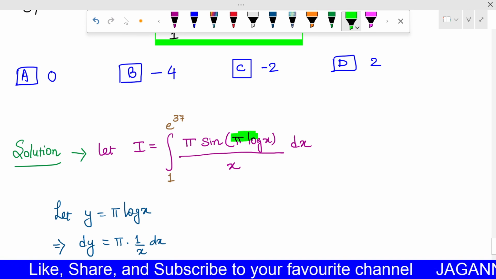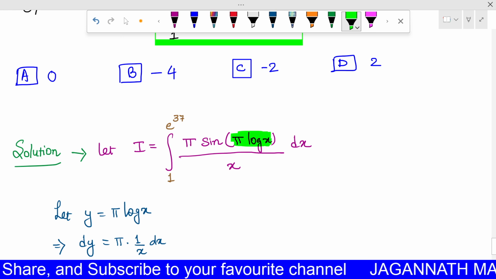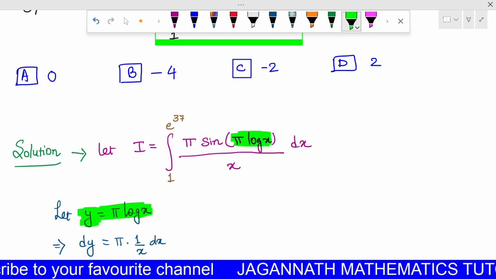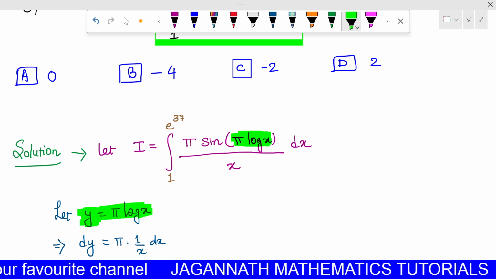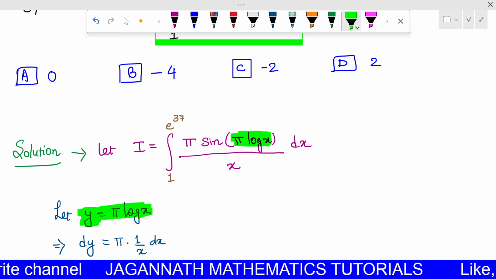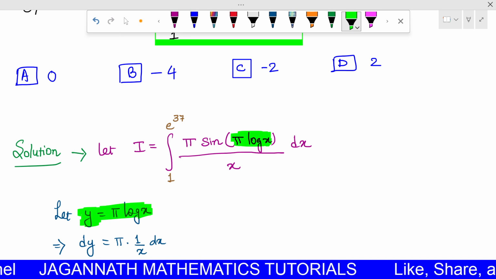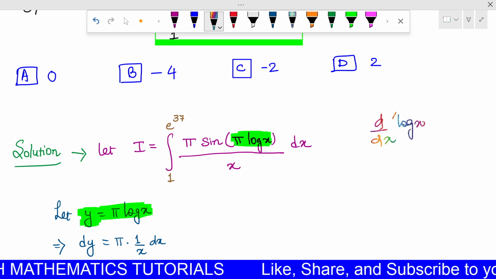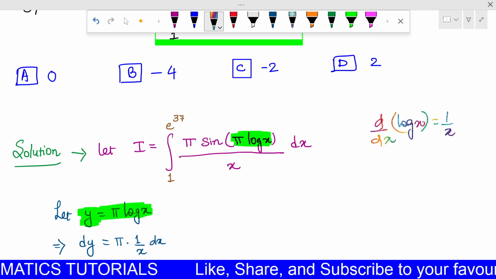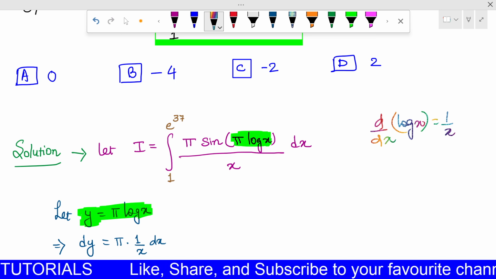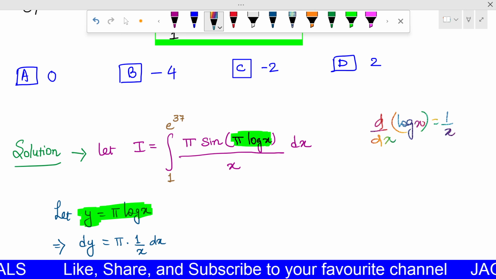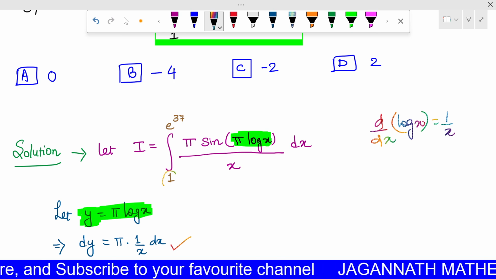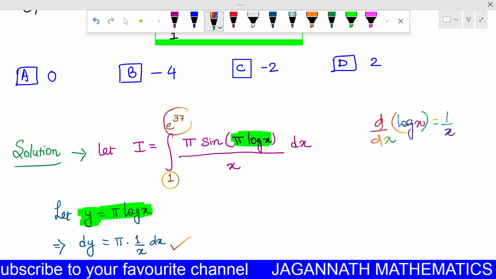Now in place of this pi log x, let us substitute y. So let y equal pi log x, right? Then if we take the differentiation, dy equals pi into 1 by x. See, the derivative of log x is equal to 1 by x. I hope this is clear to all of you. So dy equals pi into 1 by x dx, right? Now we have to put these limits. These are the limits of x, right?